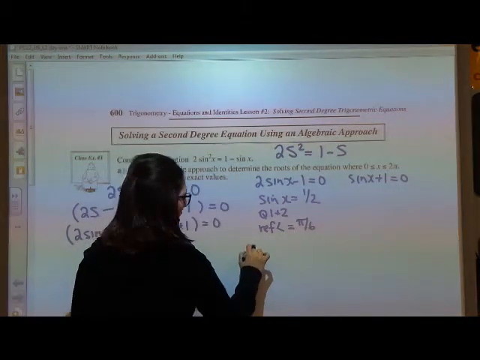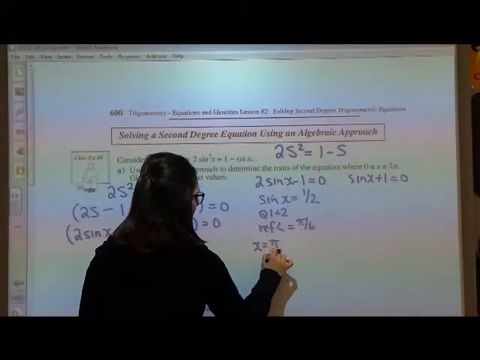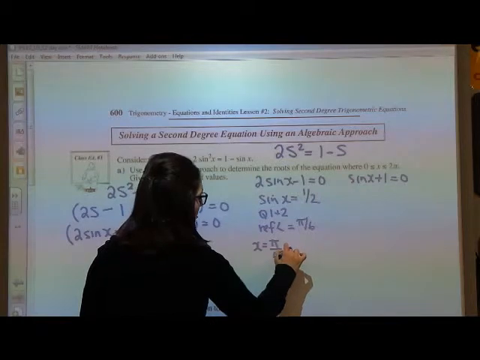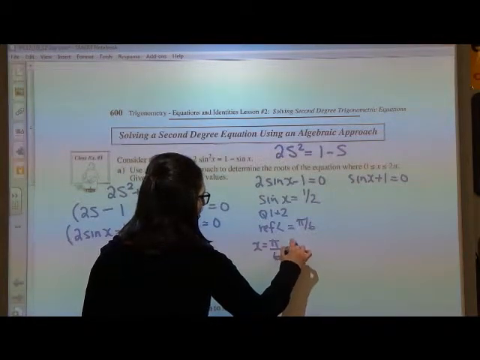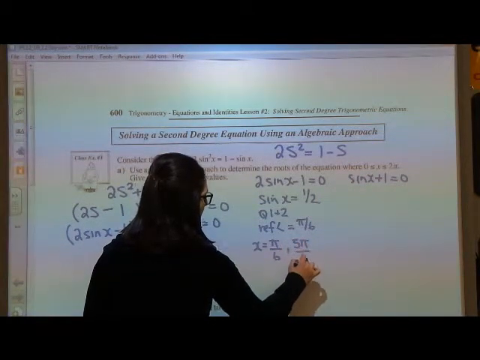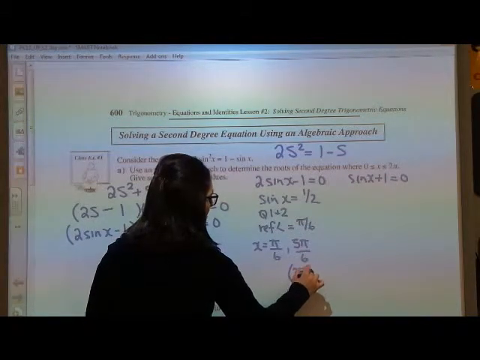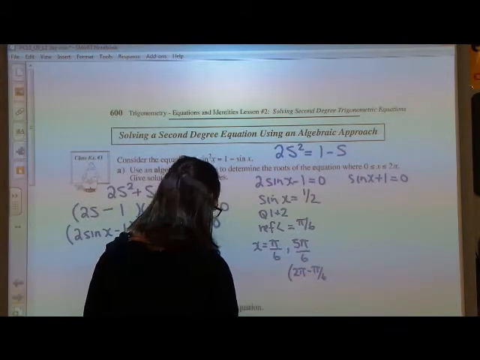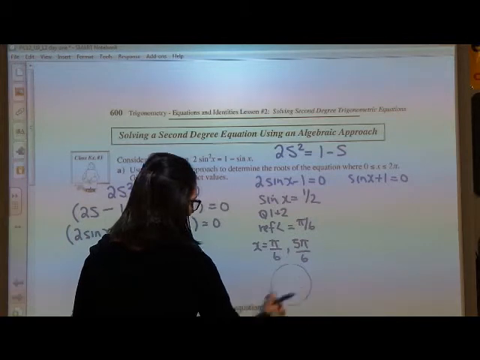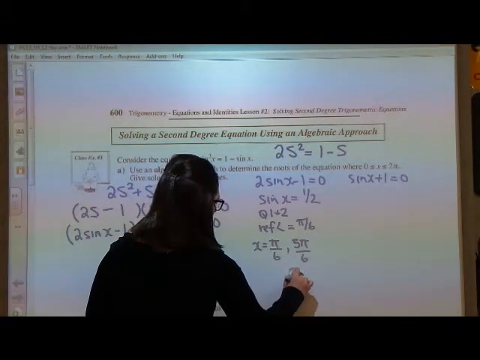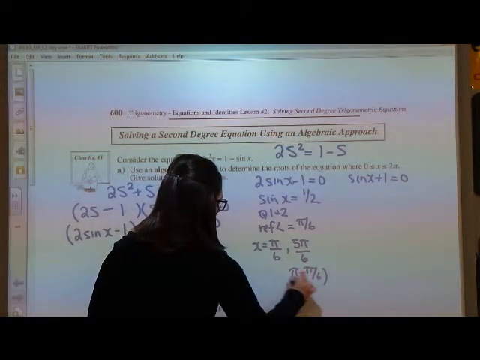So in quadrant 1, x is equal to pi over 6. And in quadrant 2, x would be equal to 5 pi over 6, because it would be, sorry, not 2 pi, pi minus pi over 6 in quadrant 2.